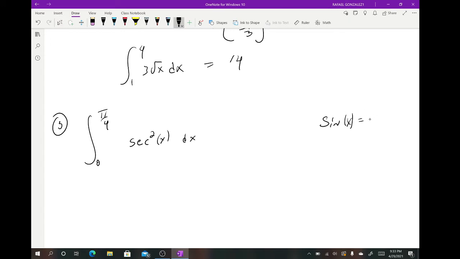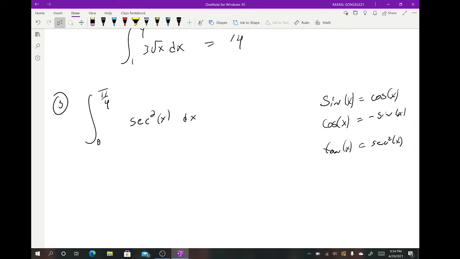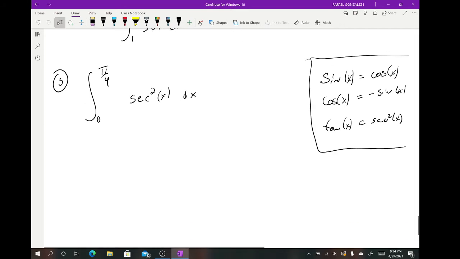So the derivative of sine is cosine. The derivative of cosine is negative sine. The derivative of tangent is secant square x. Usually I write all of this down before I begin a problem with a trigonometric function, because they may come up. So you might as well have them handy so that you don't panic. If this was an in-class exam, I would definitely recommend that, so you don't panic and forget what they are.